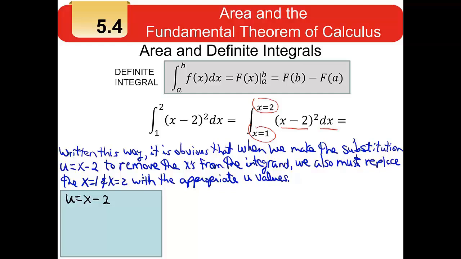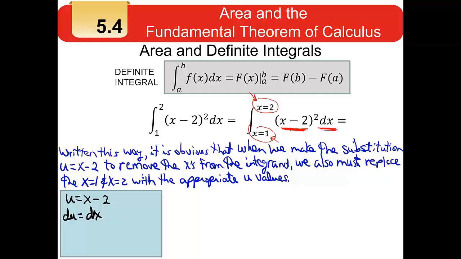Start off just like you normally do. I'm going to let u be x minus 2. The differential then will be 1 dx or just dx. And so it's going to be nice. This is going to come out as the u, so I'll have u squared. This will come out as du. That'll be easy. But those x values on the limits of integration have to be changed to u values.